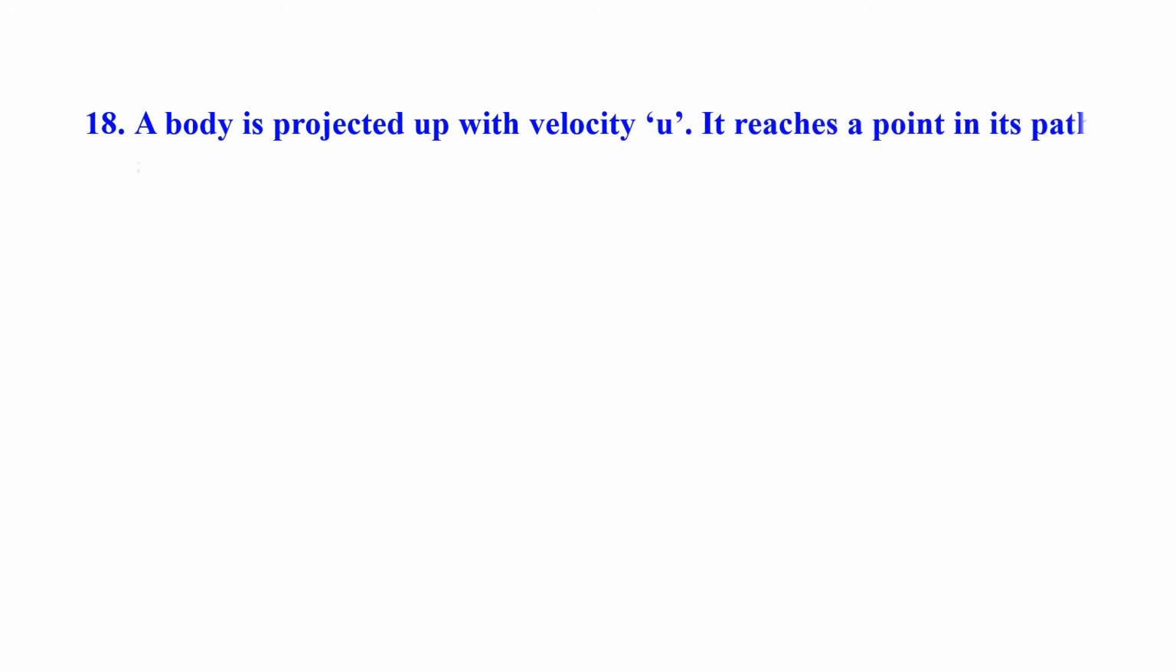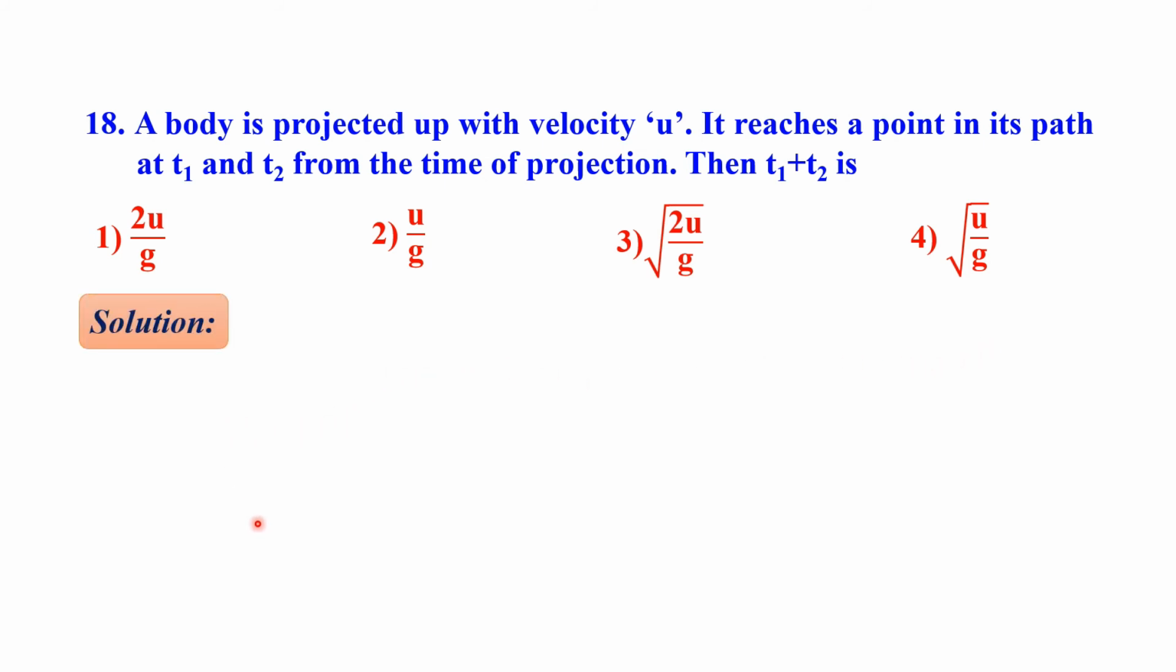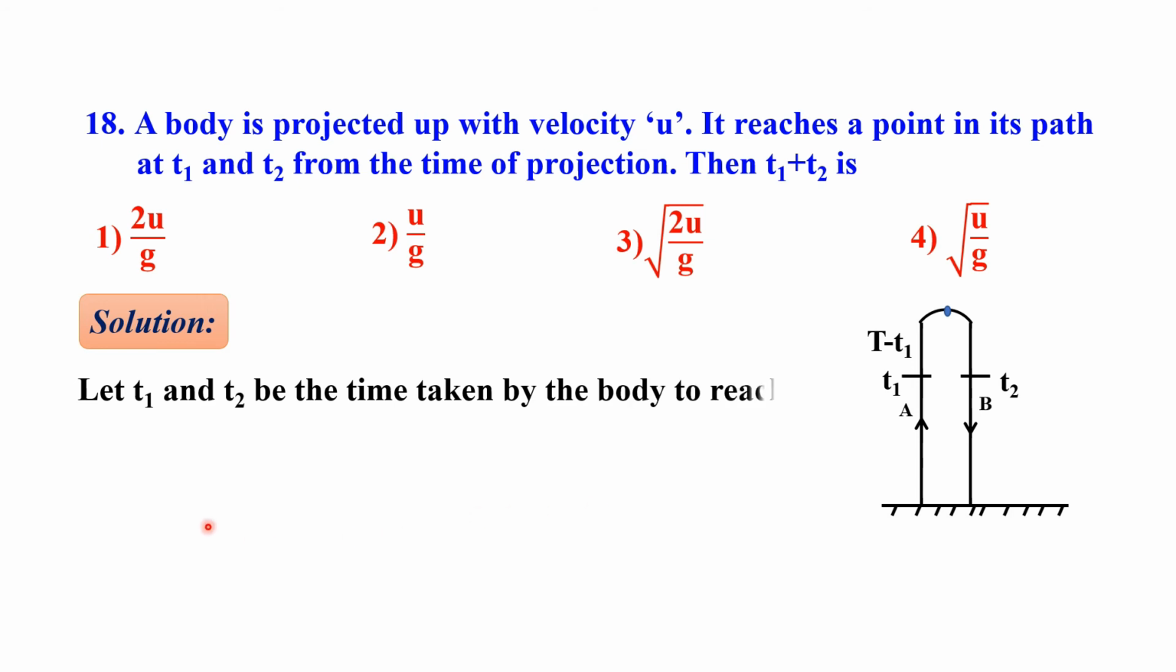Next one. A body is projected up with velocity u. It reaches a point in its path at t1 and t2 from the time of projection. Then t1 plus t2 is 2u by g, u by g, root of 2u by g, and root of u by g. Let us go to the solution. Here t1 and t2 will be the time taken by the body to reach the points A and B.